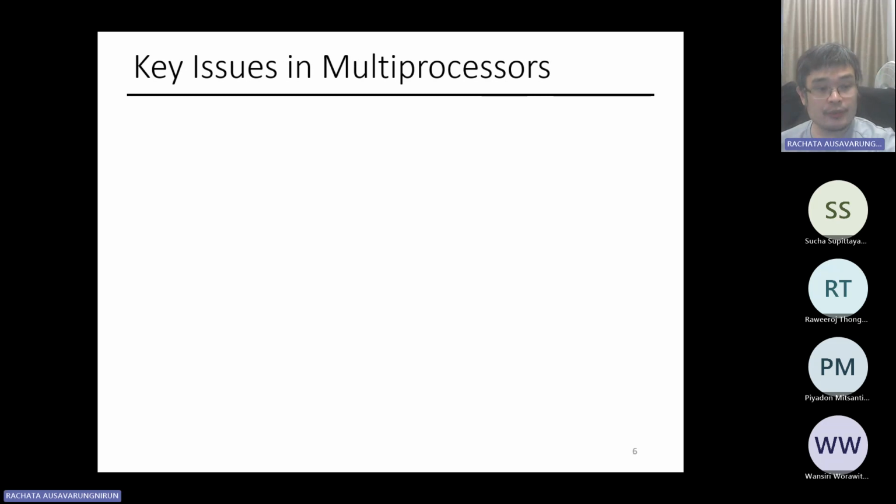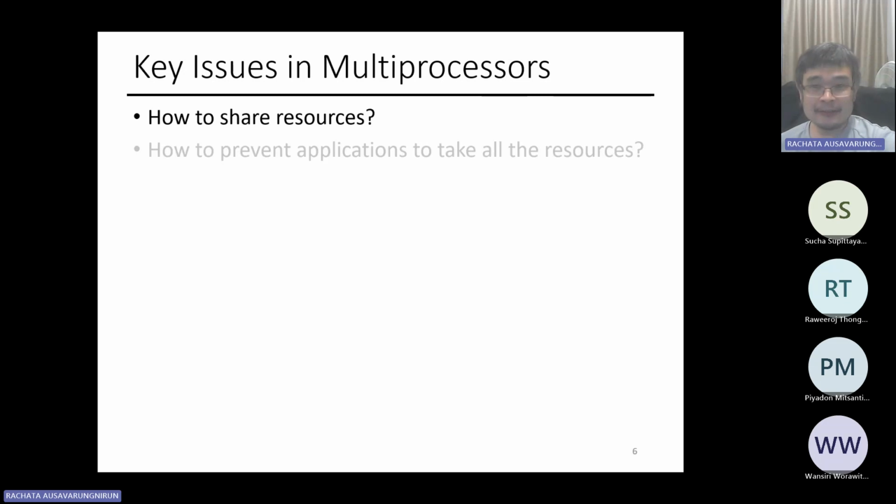Now here are the key issues with multiprocessor. When you have multiprocessor, the first issue is, well, you have multiple entities on the processor side, right? How do I share the shared resources, like the shared memory or the shared cache, right? And let's say I run one application. How many people have this scenario happening?